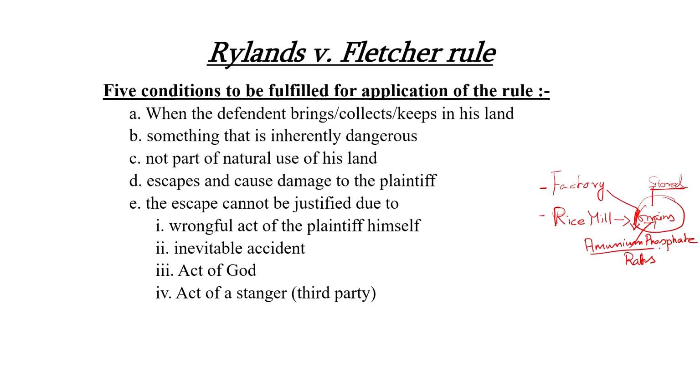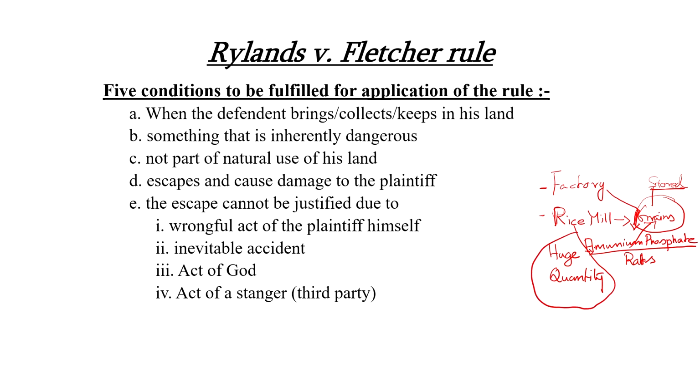A huge quantity of ammonium phosphate. Now, ammonium phosphate is usually not a problematic substance, right. It works as an antidote to rats. It smells, so it makes sure the rats do not come. So, a huge quantity of ammonium sulphate has been accumulated, in a huge quantity.